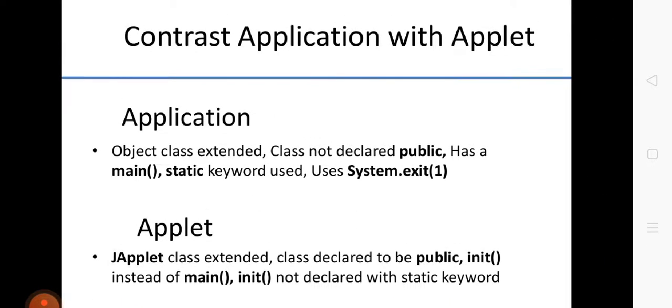Okay, and now what is the difference between an application and an applet program? So we know that applications are standalone programs. Every application that we write in Java extends the Object class. We know that for every application the Object class acts as a root class.